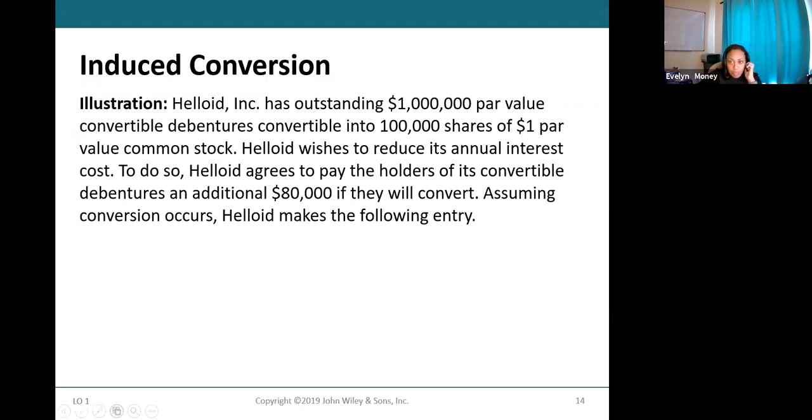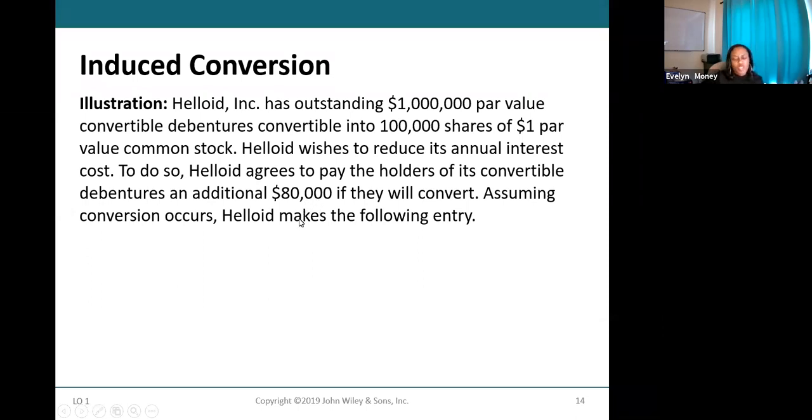Let's see an example with that. Right now, this corporation has $1 million par value convertible bonds. These are debenture bonds. A debenture bond is just an unsecured bond. And it's convertible into 100,000 shares of common stock, $1 par value common stock. The corporation wishes to reduce its annual interest, so they pay a sweetener of $80,000. They give some extra money of $80,000.